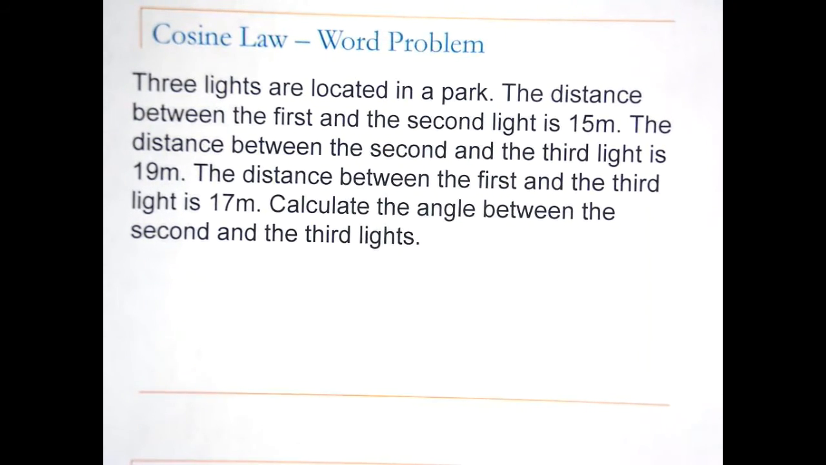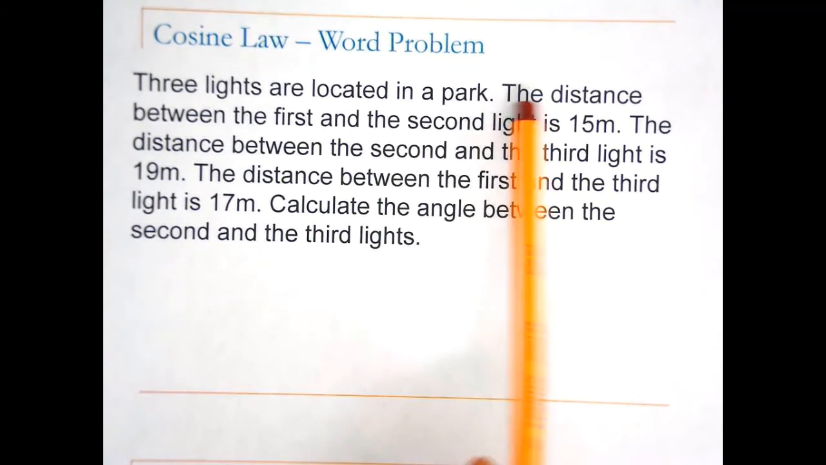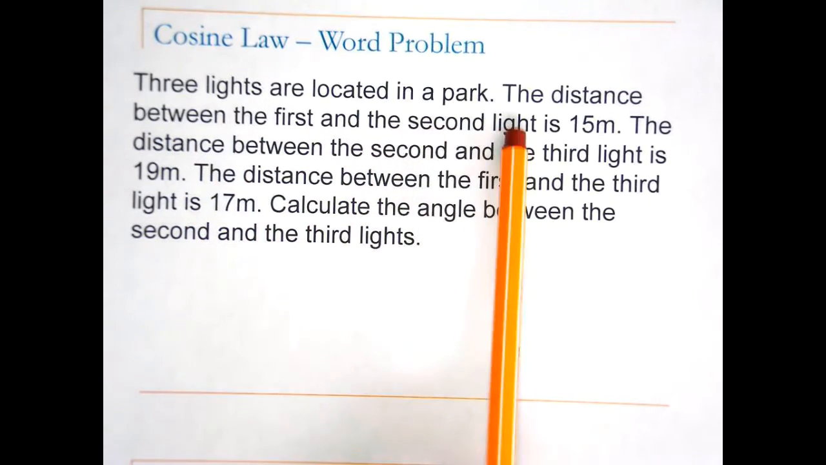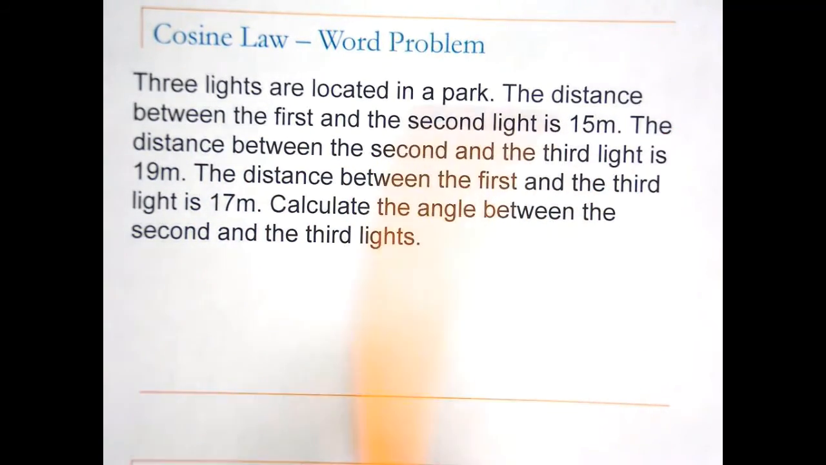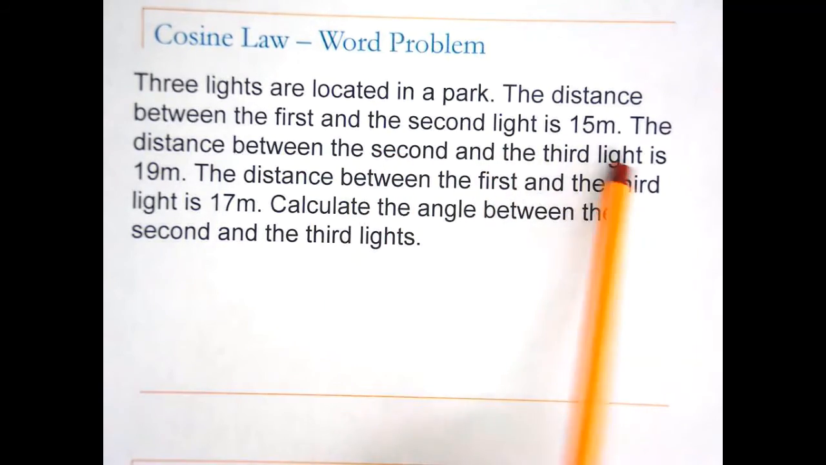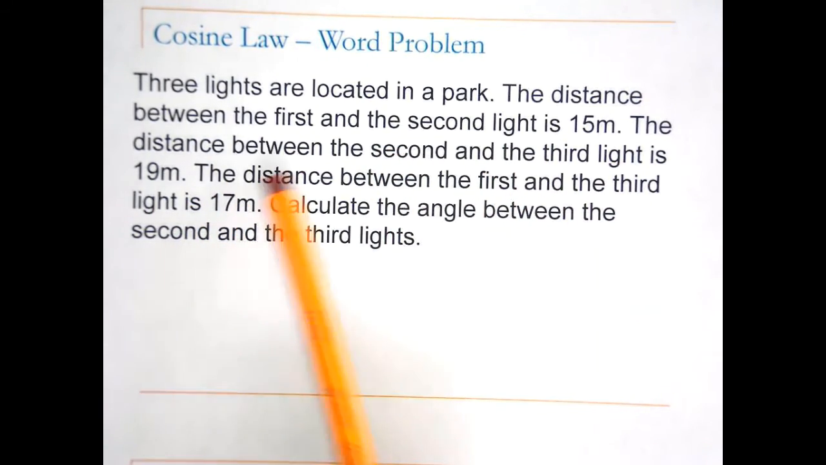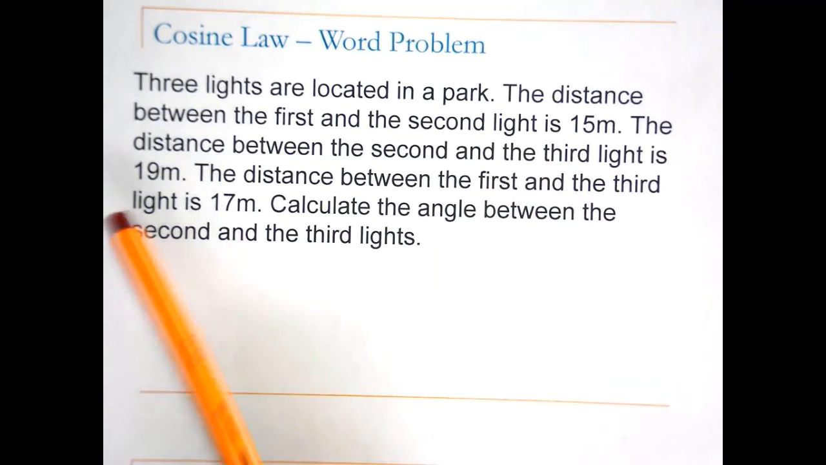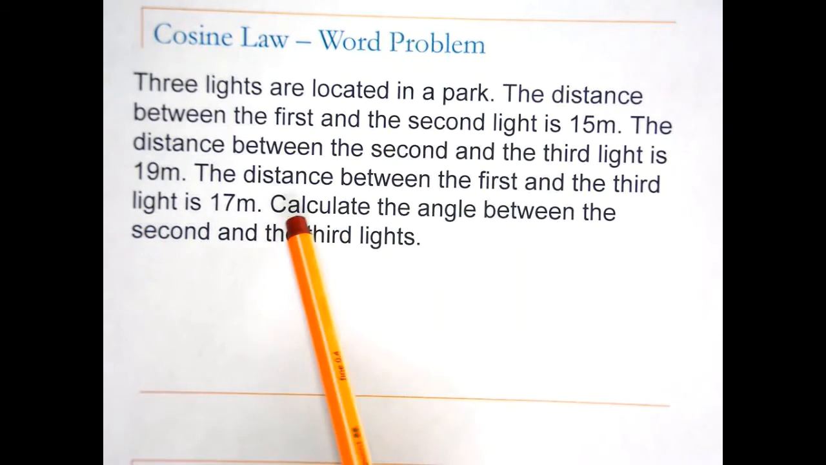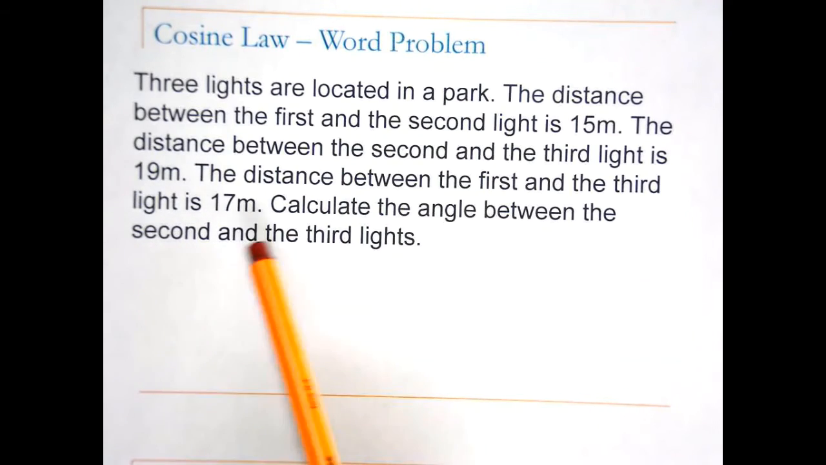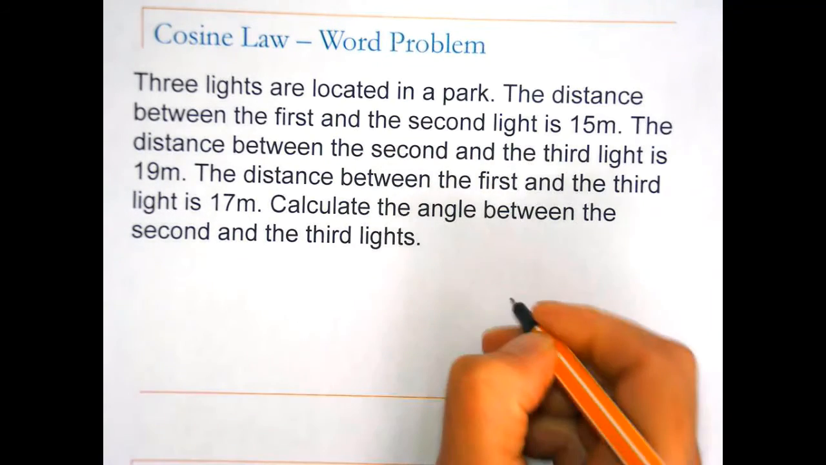So there are 3 lights that are located in a park. The distance between the first and the second light is 15 meters. The distance between the second and the third light is 19 meters. The distance between the first and the third light is 17 meters. And we want to find the angle between the second and the third light. So first of all, the triangle is not given to you, so that's a good place to start.